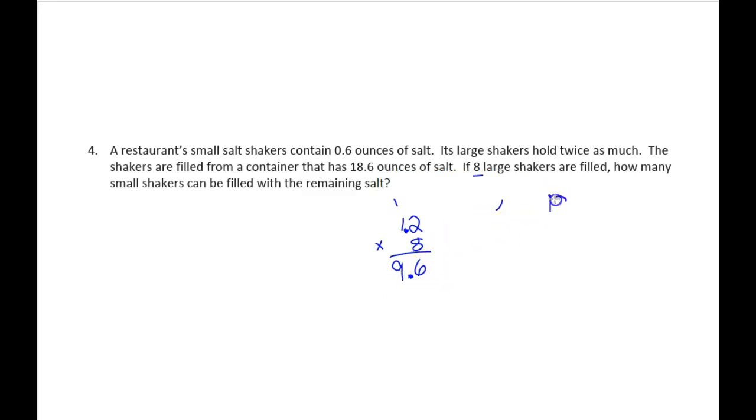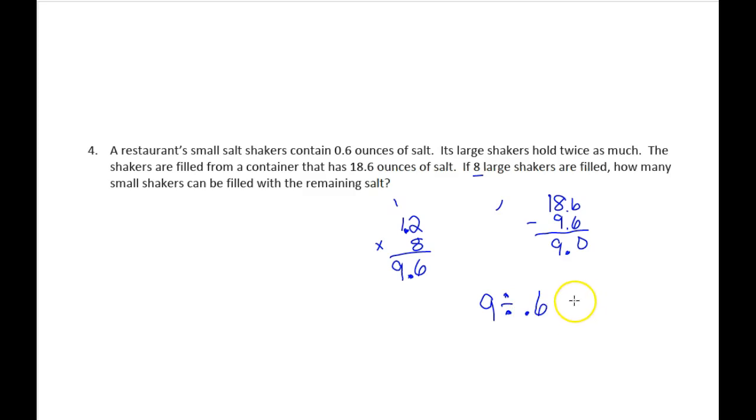If we had 18.6 to use, and we have used 9.6 or 9 6/10 of it, we know 6/10 minus 6/10 is nothing, and 18 minus 9 is 9. So it's 9 whole ounces. We have 9 whole ounces that we're going to divide by the amount that a small container uses, which is 6/10. So when we think about this, 6/10 goes into 9. 9 divided by 6/10.